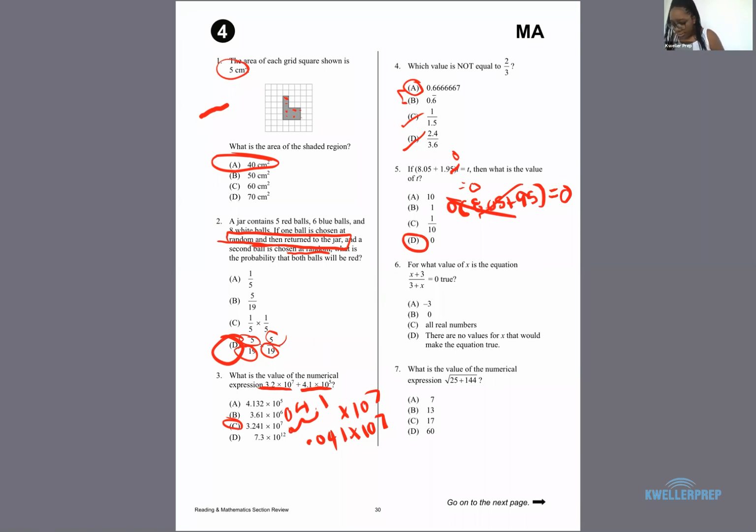Okay, number 6. If you plug in -3 for this problem, negative 3 plus 3, over 3 plus negative 3, you'd get 0 divided by 0. And 0 divided by 0 is not 0.